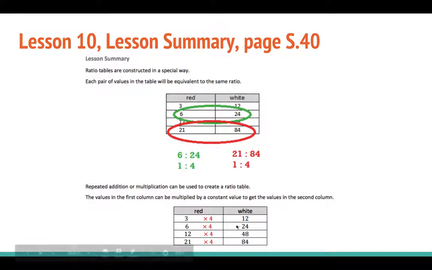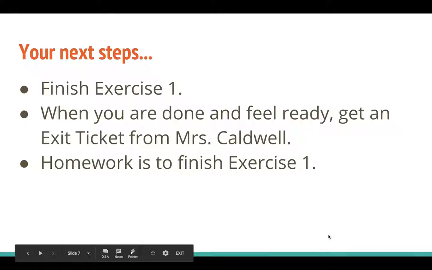So the values in the first column can be multiplied by a constant value to get the values in the second column, meaning whatever you multiply by here is what you're going to multiply with to get the other numbers on the right side. So 3 times 4 is 12, 6 times 4 is 24, 12 times 4 is 48, 21 times 4 is 84.